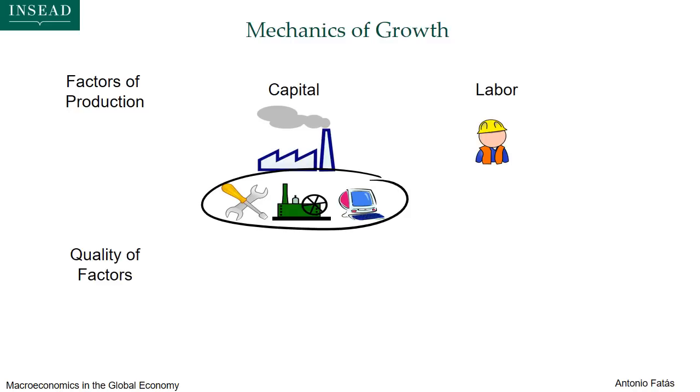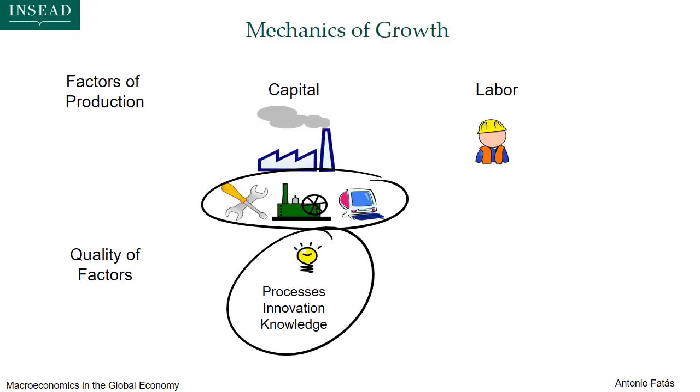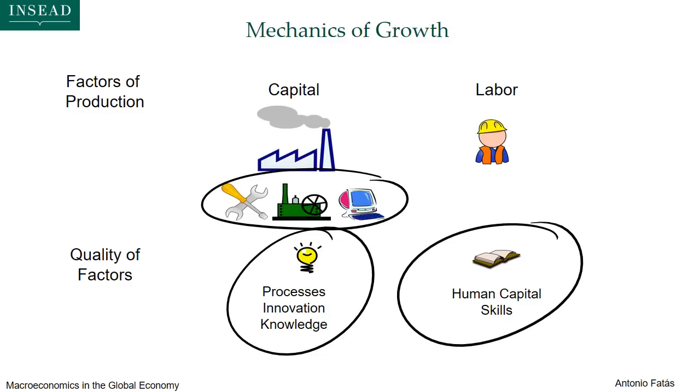Finally, we can think about adding quality to the factors of production we have. We can increase the quality of capital by improving our processes, by innovating, by bringing new technology, by bringing new knowledge. And we can increase the quality of the factor of production that we call labor by improving human capital, skills, training, etc.